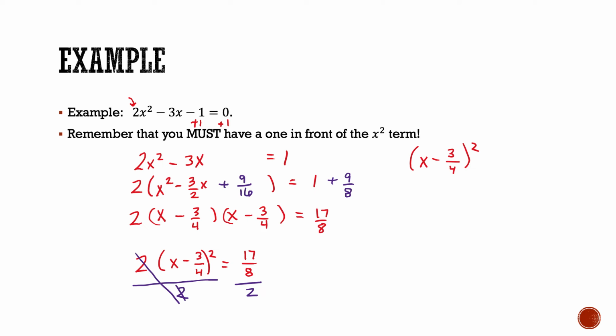So remember that we don't have a really good way to divide fractions. Instead, we do the keep, change, flip. So we keep the 17 over 8. We change the division line to a multiplication, and we flip the 2. So the reciprocal of 2 is 1/2. So I have 17, 8 times 2 is 16. So this is going to equal 17 over 16.